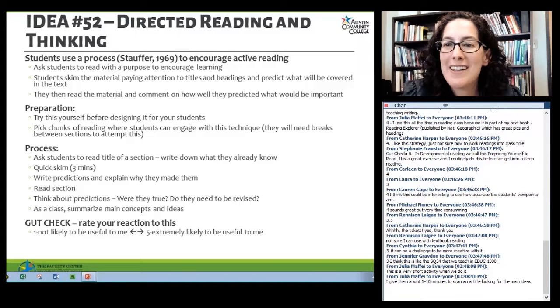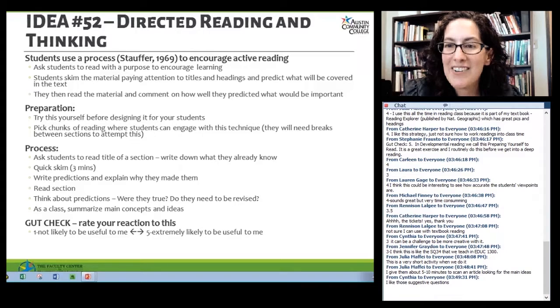So Jennifer says it's kind of like the FQ, yeah. Oh, you have a different FQ. I always like FQ3R or something, but must be a similar thing. And Julia says she can do it quickly. Give them 5 to 10 minutes to scan the article. Yeah. So great job, you guys.